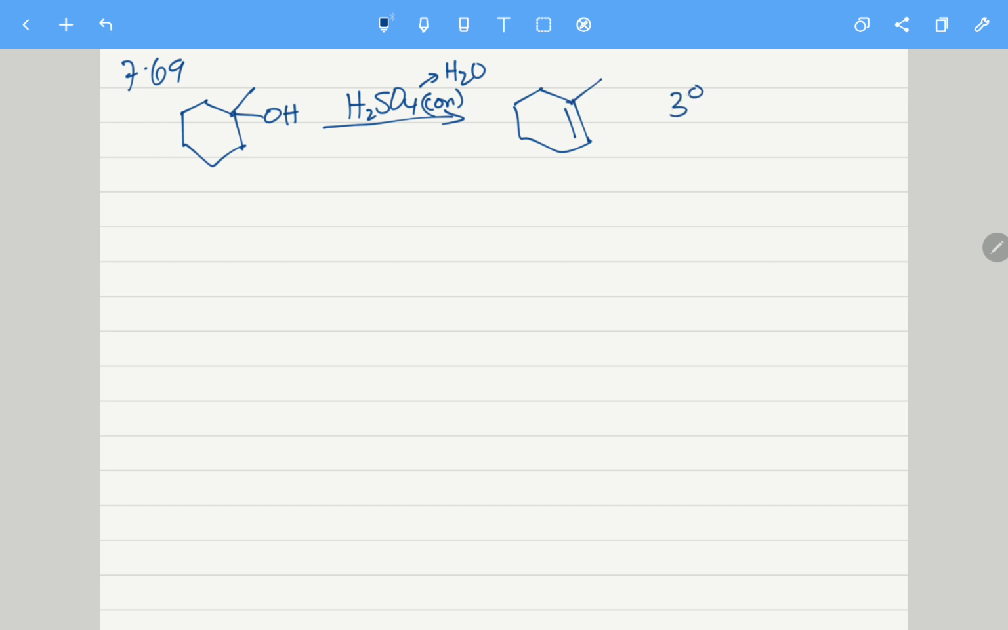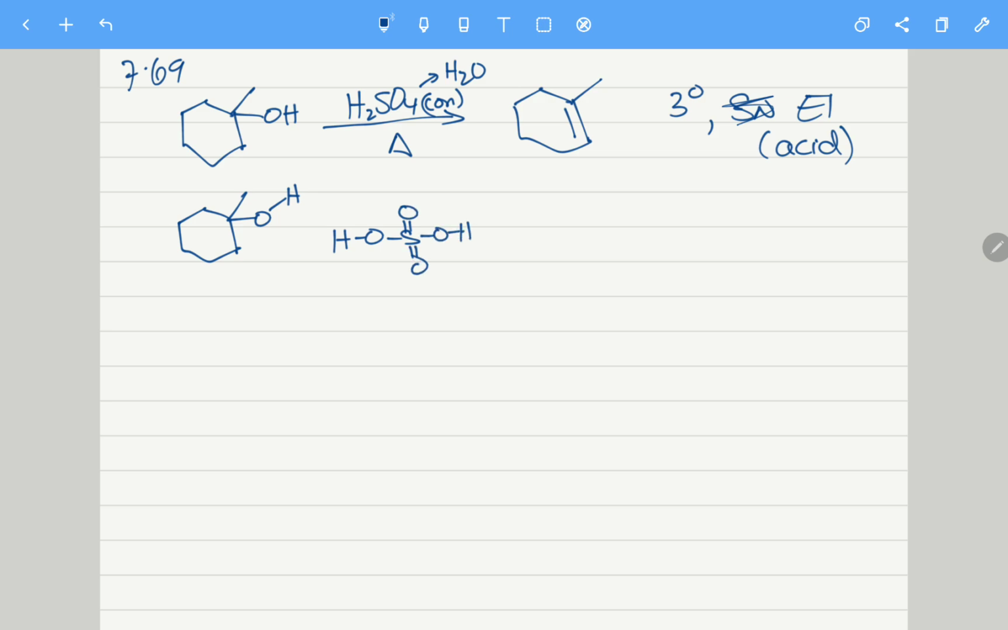So this is tertiary. I'm using an acid, so that means it's E1. Acids only do E1 because they come with weak bases, and we have our heat. So our first step is protonation. So I protonate that alcohol.